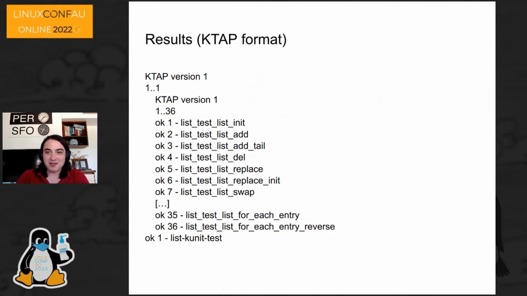So this is what KTAP output looks like. It's very basic. I'm not going to go into it in detail as we've all got better things to do, but basically you've got a header line, a plan line, and you can nest test results. So you've got an entire nested set of test results. In this case, there are 36 tests, which all have interesting list test names, and they all passed, and the bottom one also passed, which is the aggregate of all of these. All the subtests passed, therefore the test as a whole passed.